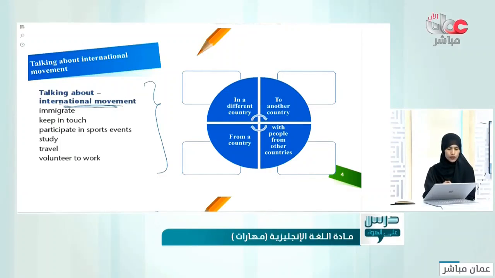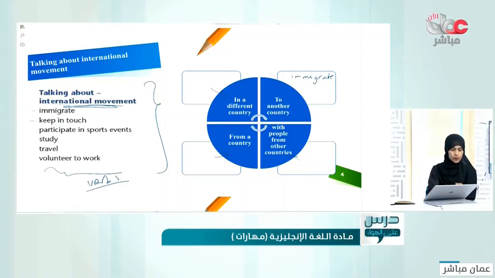Now we are going to use these verbs. All of these are verbs. We are going to use them as the beginning to complete these sentences. So when I say in a different country, do you immigrate in a different country? No, you immigrate to another country. So the word immigrate is going to be followed by to another country. So I'll write here: immigrate to another country. And then we have the phrase keep in touch.